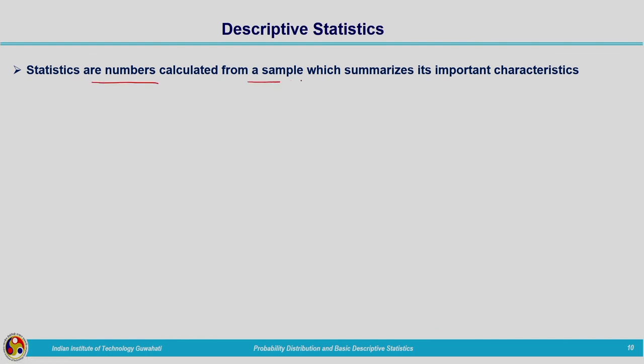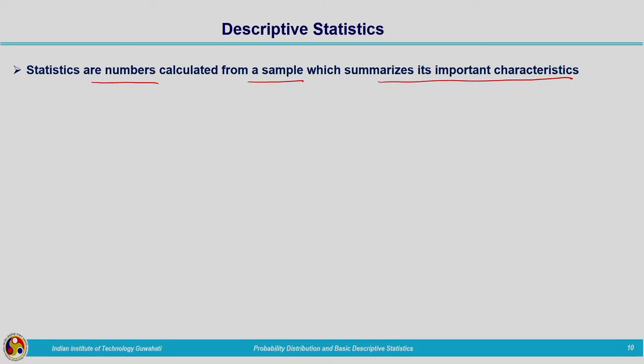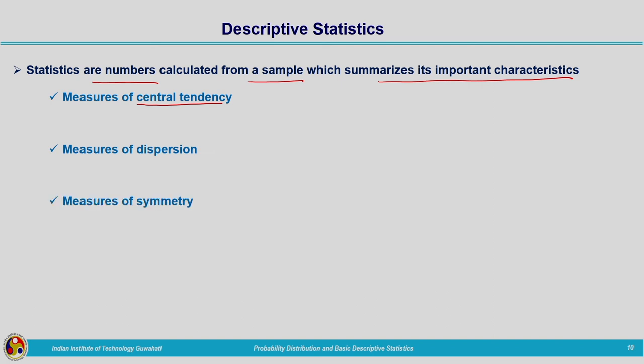Statistics are the numbers calculated from a sample which summarize its important characteristics. We have a sample of data drawn from the population, and for getting an idea about that data, we can summarize it in terms of certain statistics, which will give us an idea about the characteristics of the data. Some descriptive statistics which we are going to explain here include measures of central tendency, measures of dispersion, measures of symmetry, and measures of peakedness. So, four characteristics we are going to discuss here. If we get an idea about these measures, important characteristics of the concerned data set can be assessed.